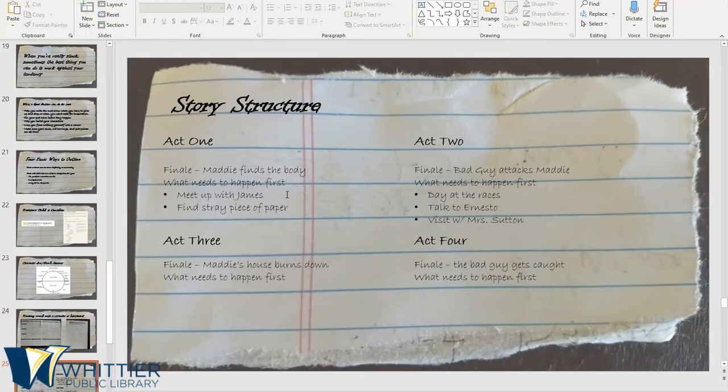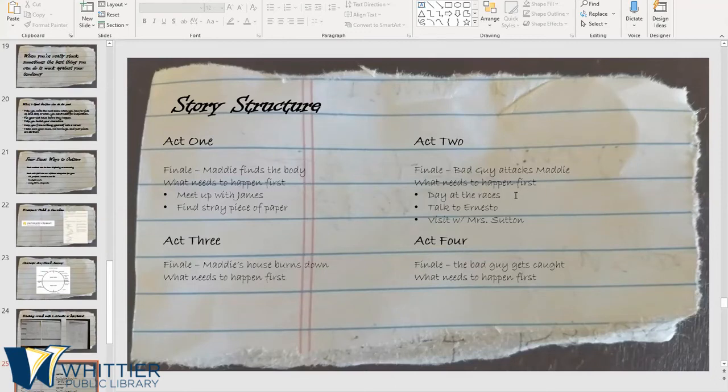What needs to happen first? Well, she needs to meet up with James, and she needs to find that all important stray piece of paper. Again, this is very good if you're building red herrings and clues into your manuscript. And again, that's my background. So finale, act two, bad guy attacks Maddie, which was the scene I was describing earlier.